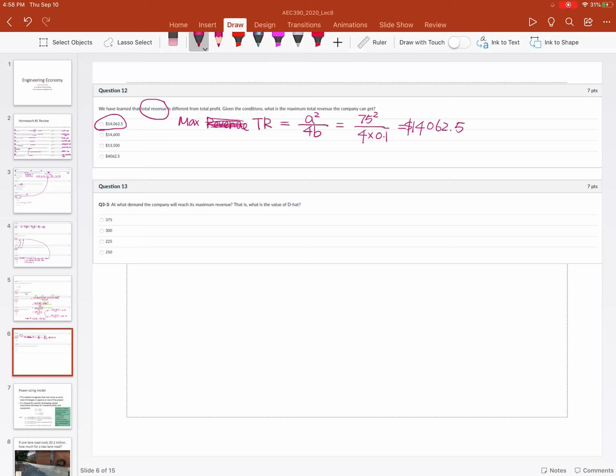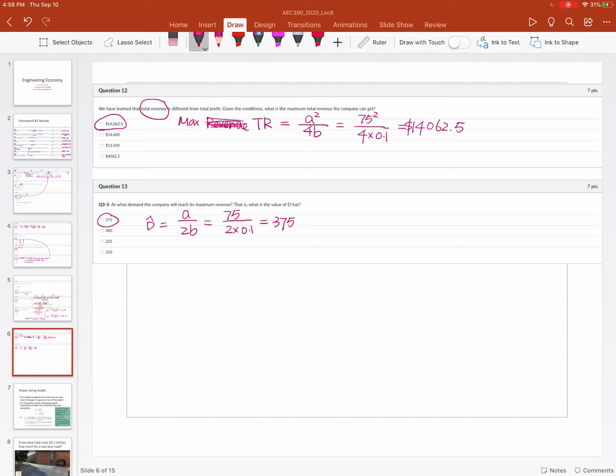And question number 13, at what demand will the company reach this maximum revenue? We said the demand related to the maximum revenue is the D hat, not D star. And for D hat, we have an equation, which is A over 2B. So A is 75, 2 times B is 0.1, so it's going to be 375. So this is your correct answer.